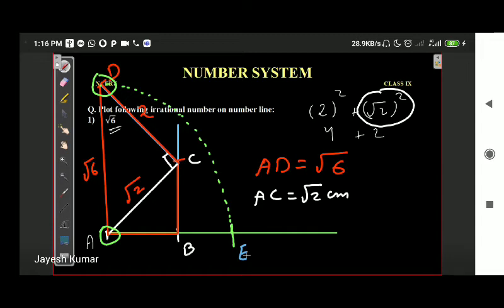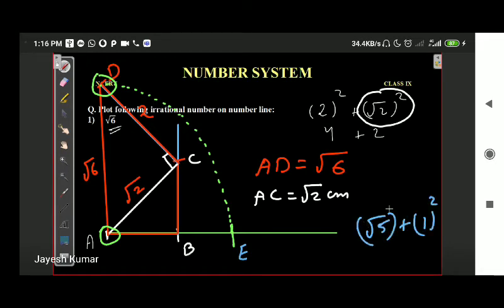Once again, let's take a quick revision. First of all, you draw a line segment obviously more than 6 centimeter. After that, you draw 1 centimeter on it. In order to draw under root 6, first of all you have to draw under root 2. You can draw under root 6 either by this method, or you can also use under root 5 plus 1.